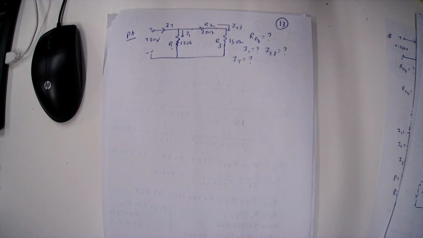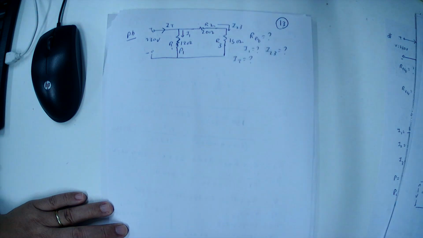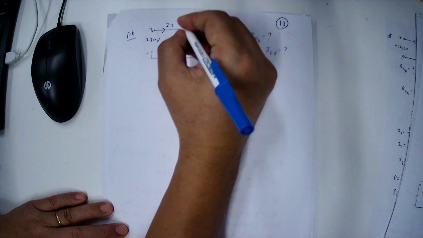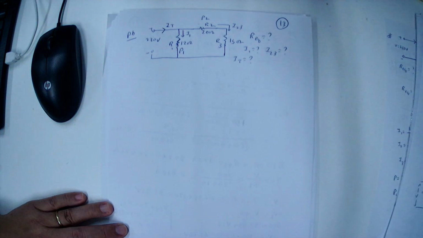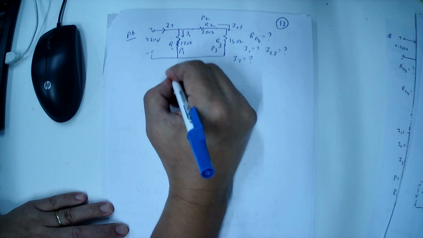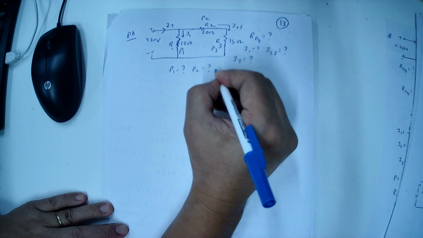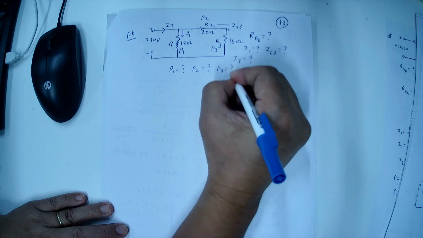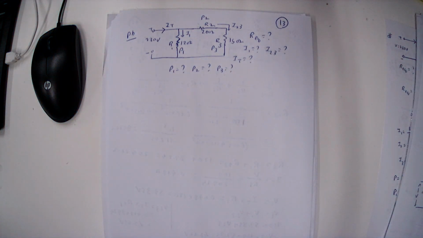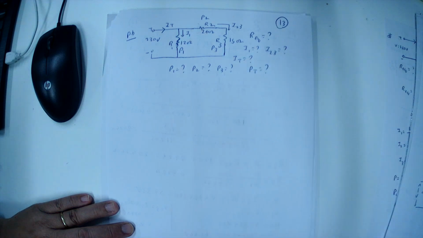Power dissipated by each component. Power dissipated in R1 is P1, power dissipated in R2 is P2, power dissipated in R3 is P3. P1, P2 and P3 need to be calculated, and also the total power.